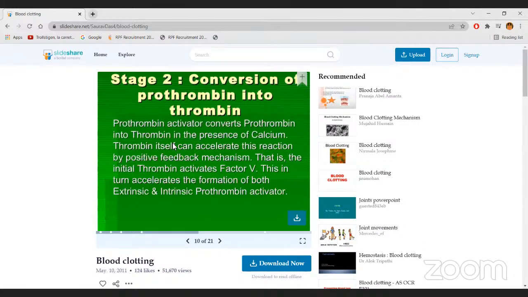In stage 2, conversion of prothrombin into thrombin. The activator converts prothrombin into thrombin in the presence of calcium. Thrombin itself can accelerate this reaction by a positive feedback mechanism. That is, the initial thrombin activates factor 5. This in turn accelerates the formation of both extrinsic and intrinsic prothrombin activator.